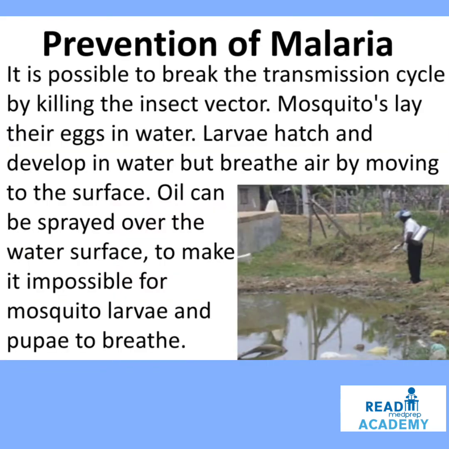What are the methods of prevention of malaria? It is possible to break the transmission cycle by killing the insect vector. Mosquitoes lay their eggs in the water. Larvae hatch and develop in water but breathe air by moving to the surface.